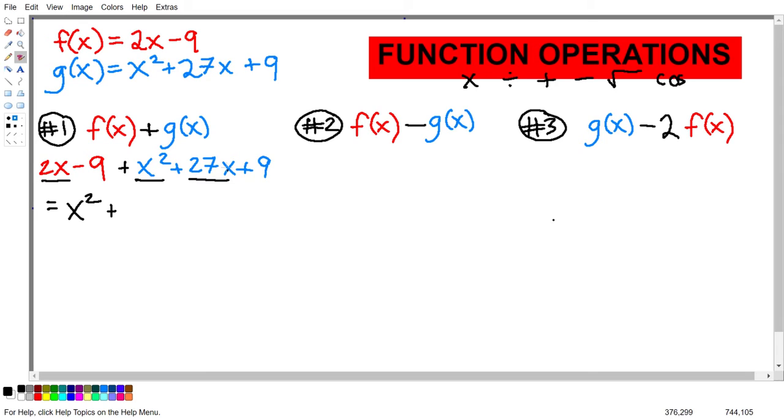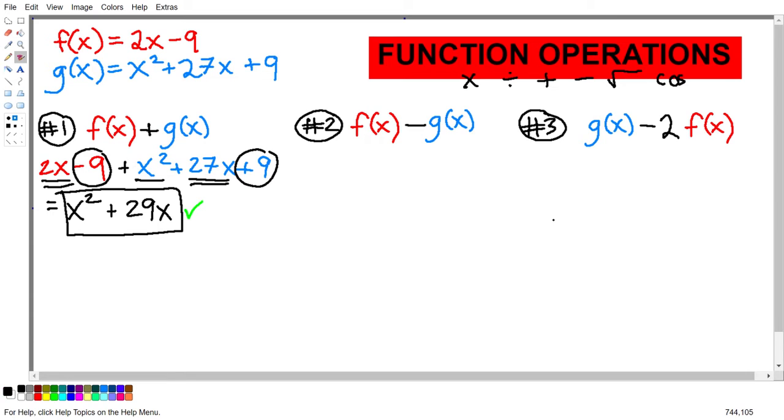So if I add these two together, 2x plus 27x, I will get 29x. And finally, our constant term. Negative 9 plus 9, if I add those together, I will get 0. Is it really necessary to write 0 or plus 0 here? Yeah, it's not necessary to write plus 0. So our final answer will be x squared plus 29x. Excellent answer for f of x plus g of x. It creates a new function.